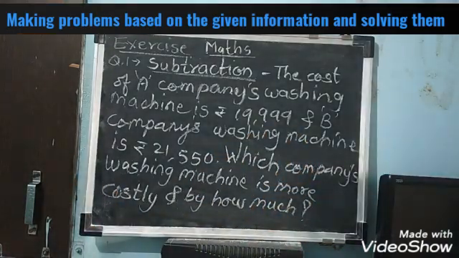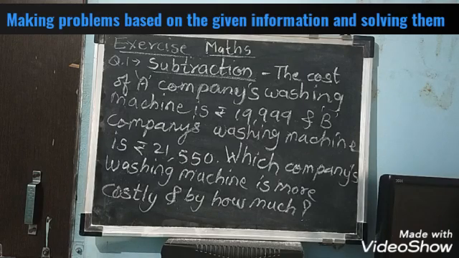See, which company's washing machine is more costly? By number, you can understand that B company's washing machine is more costly. But by how much? To answer this question, by how much, we have to do subtraction here. One basic rule I have told for subtraction: in subtraction, which number do we have to write first? Always write down the bigger number first in subtraction. Don't forget this rule, okay?